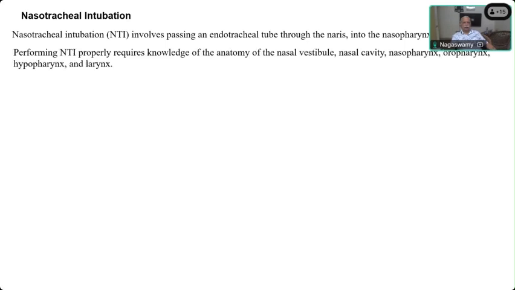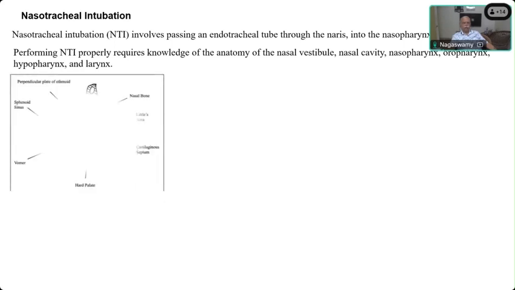So, nasotracheal intubation, this is the definition. Nasotracheal intubation involves passing an endotracheal tube through the nares into the nasopharynx and the trachea. Okay, that is the meaning of nasal. Even if you say just nasal intubation, correctly speaking, it is nasotracheal intubation. So its short form is NTI. And performing nasotracheal intubation properly requires the knowledge of anatomy of the nasal vestibule, nasal cavity, nasopharynx, hypopharynx, and larynx. Okay, this anatomy knowledge is very, very important.